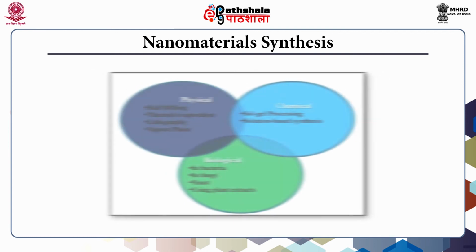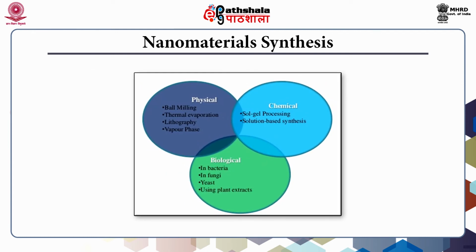Now we will see how we can synthesize these nanomaterials. There are three methods for synthesis of nanomaterials. They are classified as physical, chemical and biological methods. Each have their own advantage and disadvantage. Biological methods of synthesis are preferred over other methods when nanomaterials are applied in biology and medicine.